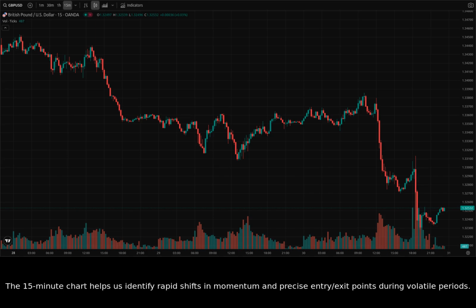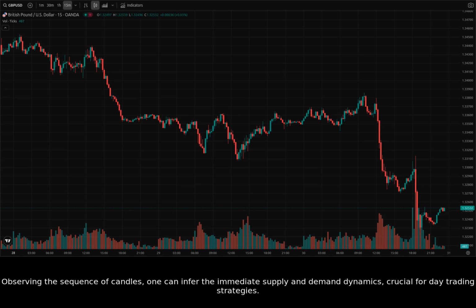The 15-minute chart helps us identify rapid shifts in momentum and precise entry/exit points during volatile periods. Observing the sequence of candles, one can infer the immediate supply and demand dynamics, crucial for day trading strategies.